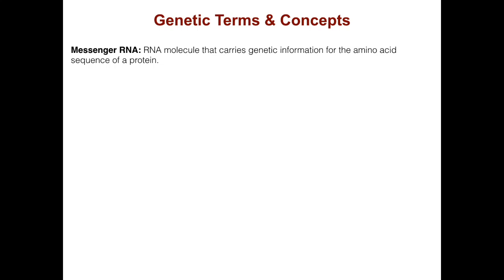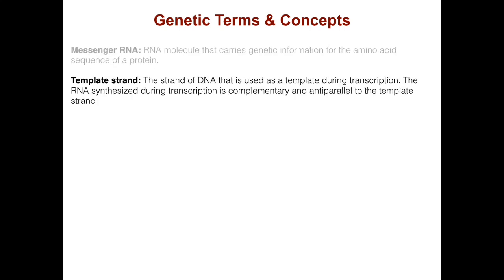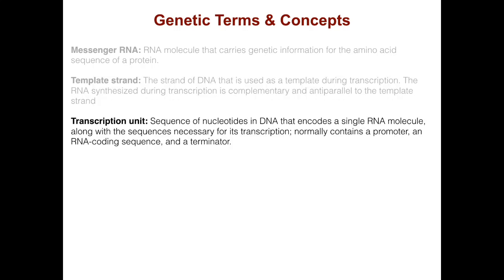Here are some genetic terms and concepts that I think you should know. Messenger RNA: an RNA molecule that carries genetic information for the amino acid sequence of a protein. Template strand: the strand of DNA that is used as a template during transcription. The RNA synthesized during transcription is complementary and anti-parallel to the template strand.